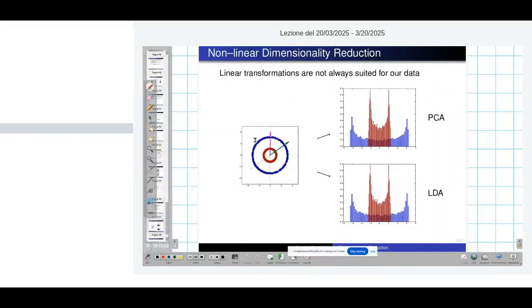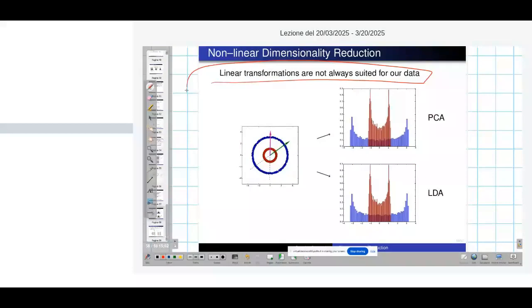Now, last couple of words. All we have seen works well if data can be separated by a linear classifier. We will say which are the assumptions of LDA once we formalize LDA into another model. We will show that they are equivalent, so from that model we will derive the assumptions of LDA. But for the moment, let's say that when linear transformations are good, then these methods will work.